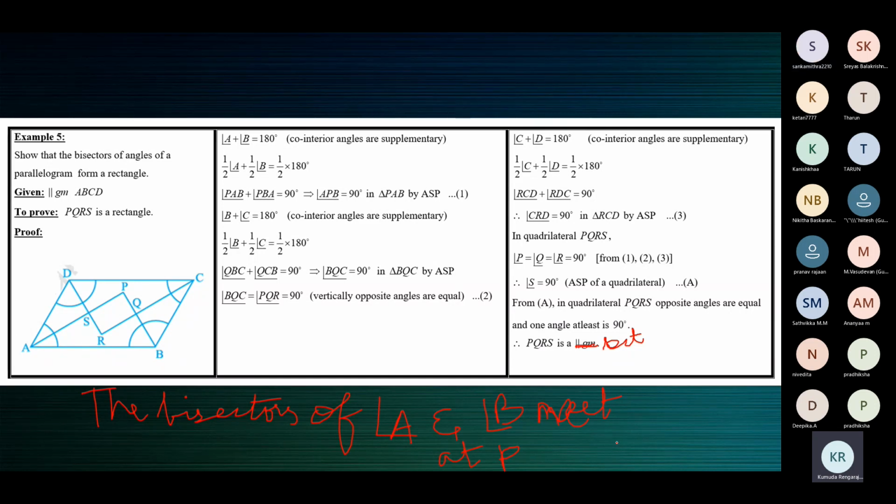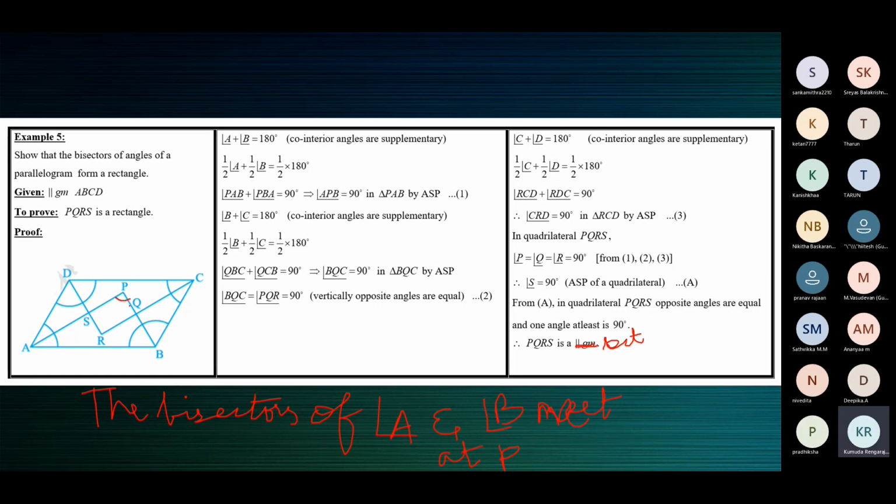So angle P plus angle Q is equal to 180. So that means PS is parallel to QR. Correct. Similarly, when you get 90 here, you should say that angle Q plus angle R is 180. Co-interior angles are supplementary. So this is parallel to this. And hence PQRS is the parallelogram.